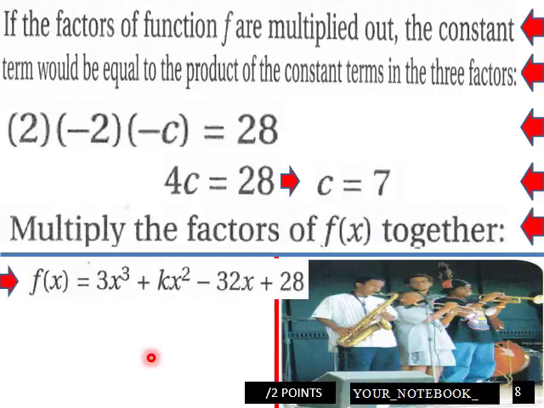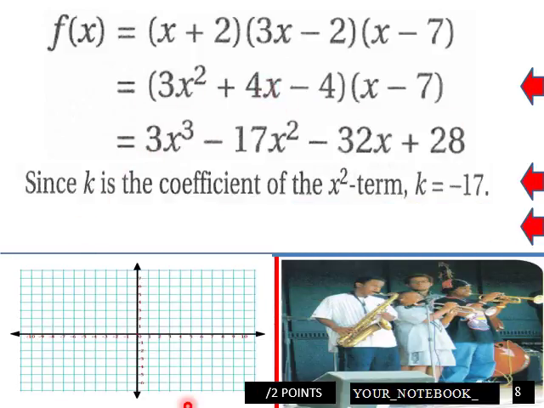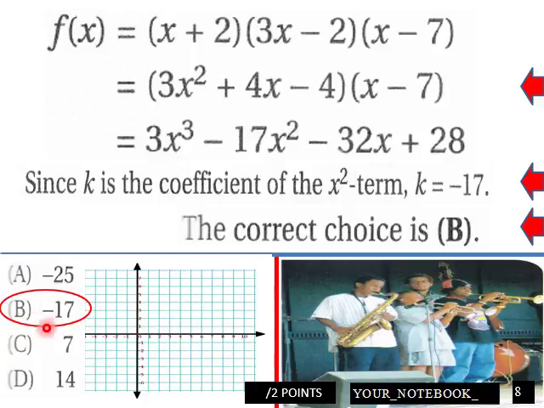Multiply the factors of f of x together. So here we have the original statement. We stick 7 in for c, and then we multiply these out. We get this expression. Since k is the coefficient of the x squared term, k would be negative 17. So the correct choice would have been negative 17 in that case.